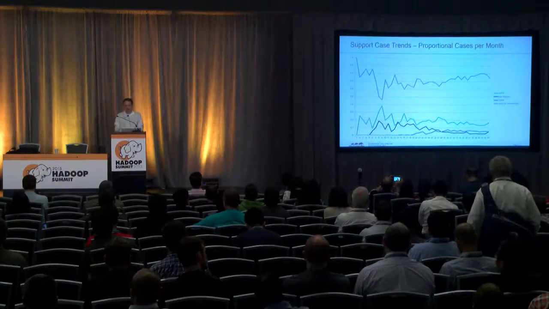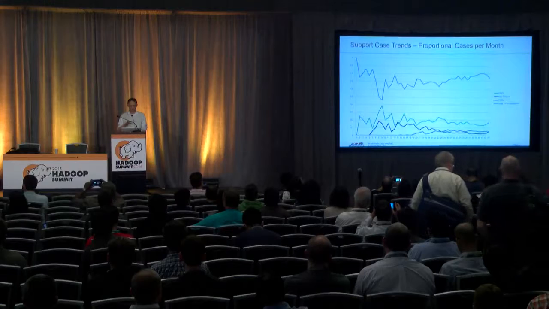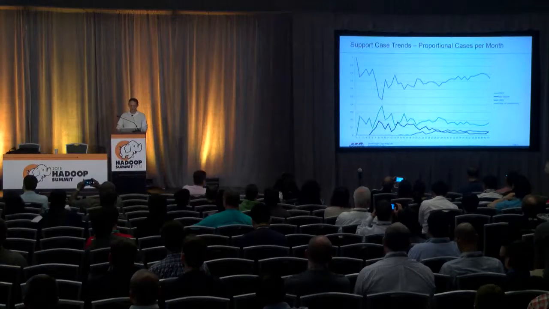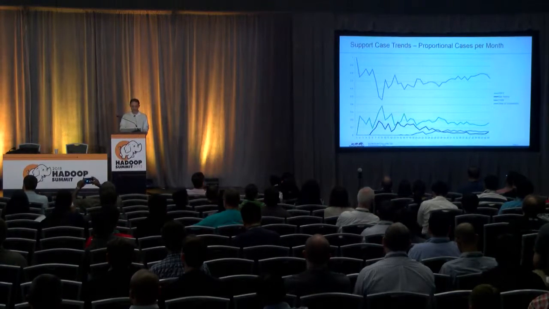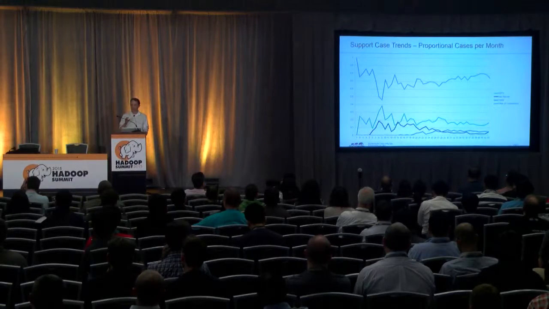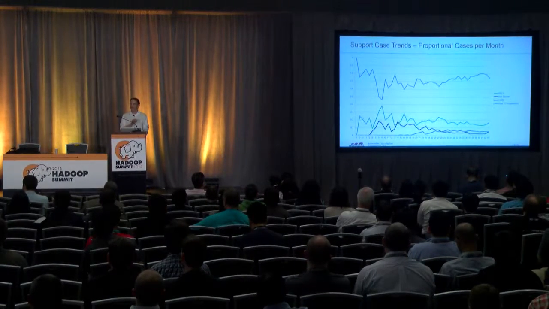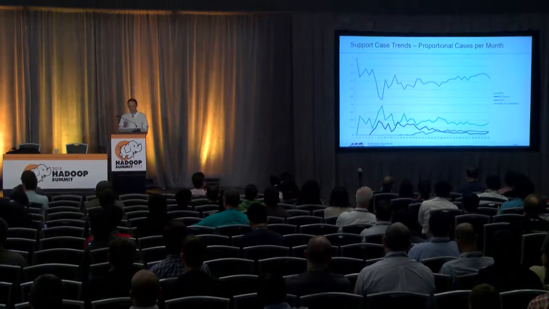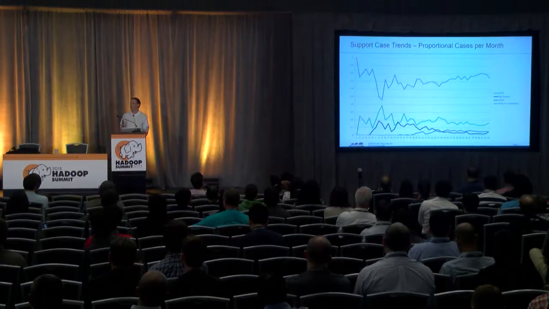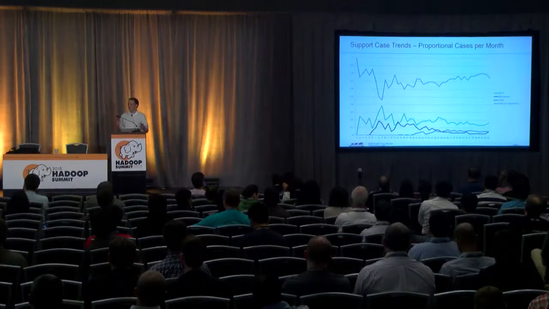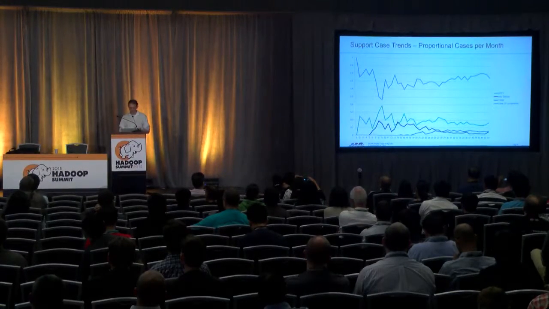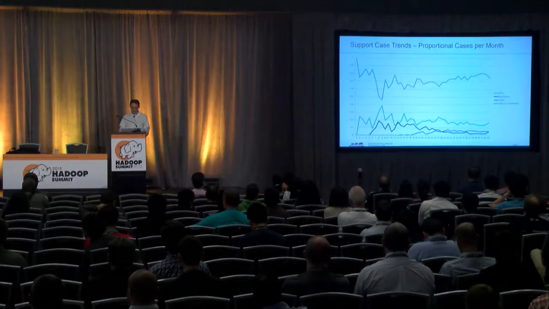So let's dive into that support case analysis. The data source for this chart is the entire history of support cases at Hortonworks. Along the x-axis is time, basically month, and along the y-axis is the proportional amount of support cases reported against a specific component of Hadoop. I've filtered out these results so that we focus on what we call the core of Hadoop: HDFS, YARN, and MapReduce. There are a lot of other pieces to the Hadoop ecosystem. They're also represented here, but they're grouped into a single line on this graph, other 37 components.